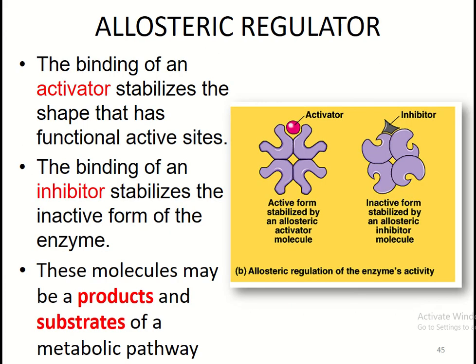So this one is similar to what I mentioned earlier. The binding of the activator can also stabilize the shape of the enzyme so that the shape of the active site is ready for the catalysis reaction. Meanwhile, the binding of the inhibitor at the allosteric site stabilizes the inactive form of the enzyme, therefore leading to the inactivation of the enzyme.